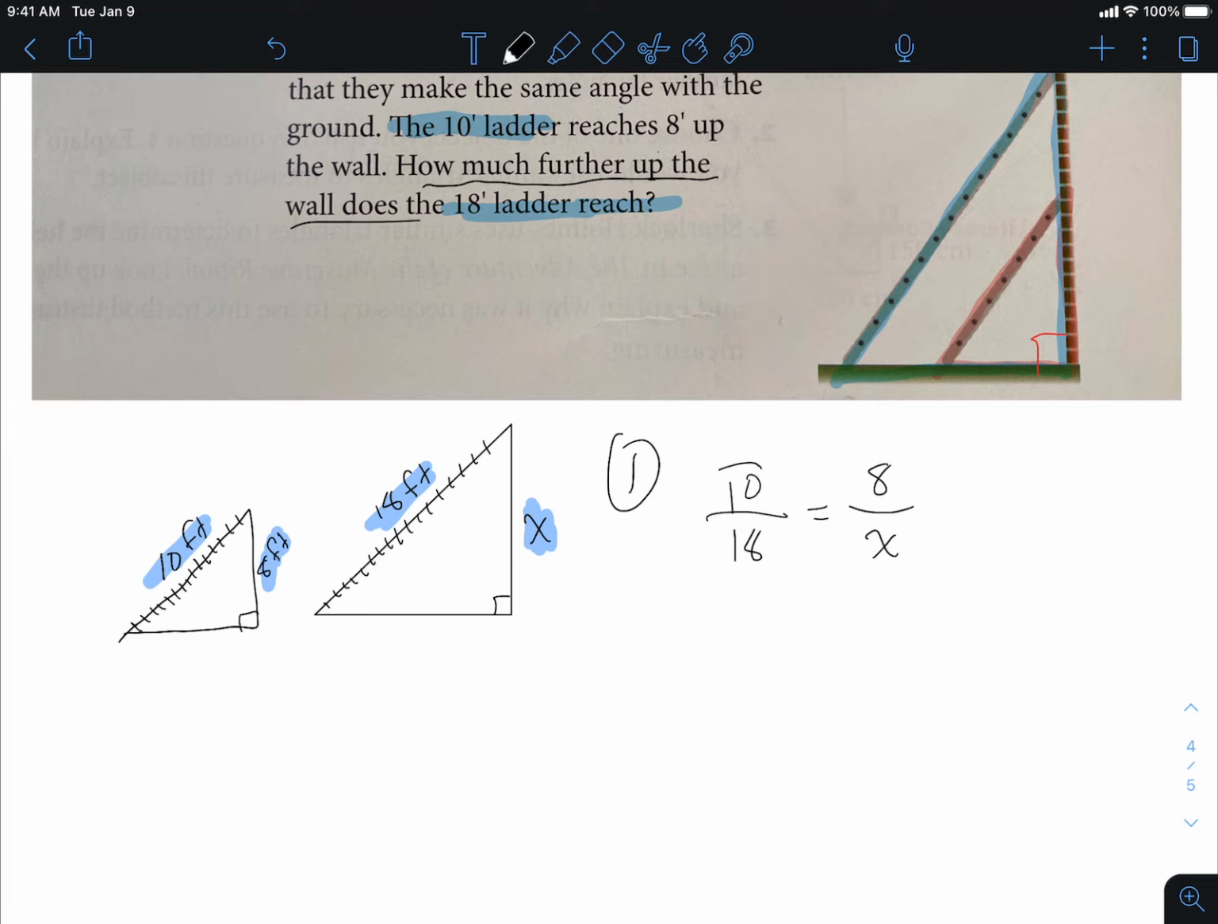Okay, let's get a number for 10 over 18. That should be 10 divided by 18. We could just type it in, which way you guys are going to do. 10 divided by 18. We'll call it 0.56, okay? That's going to equal 8 over x.